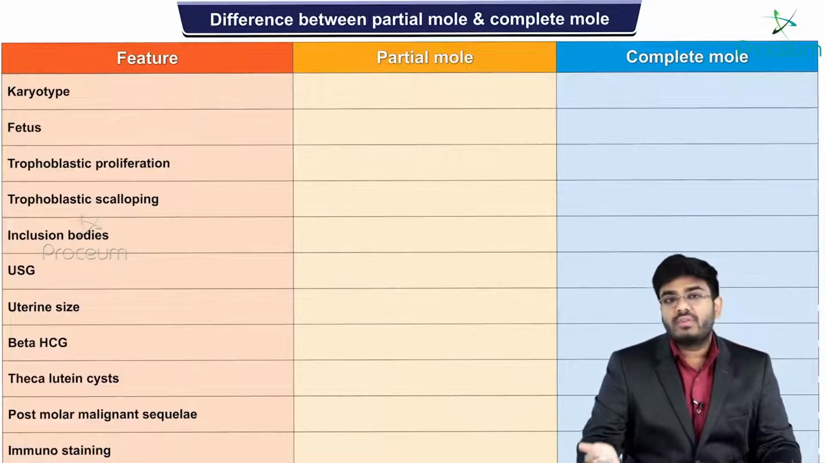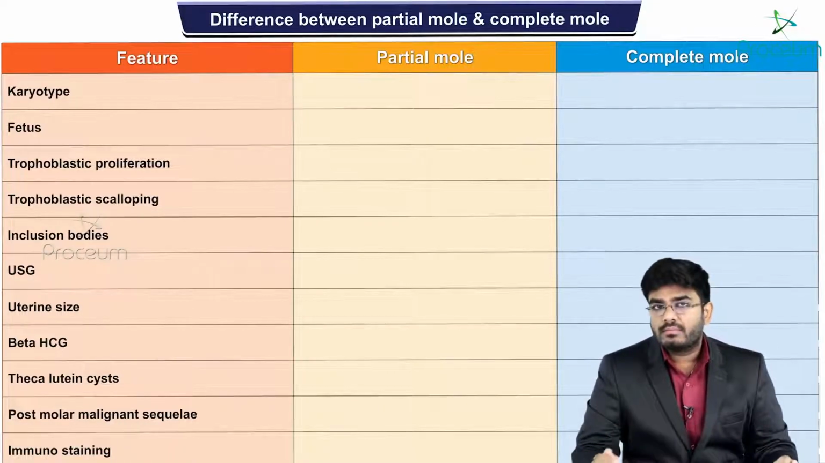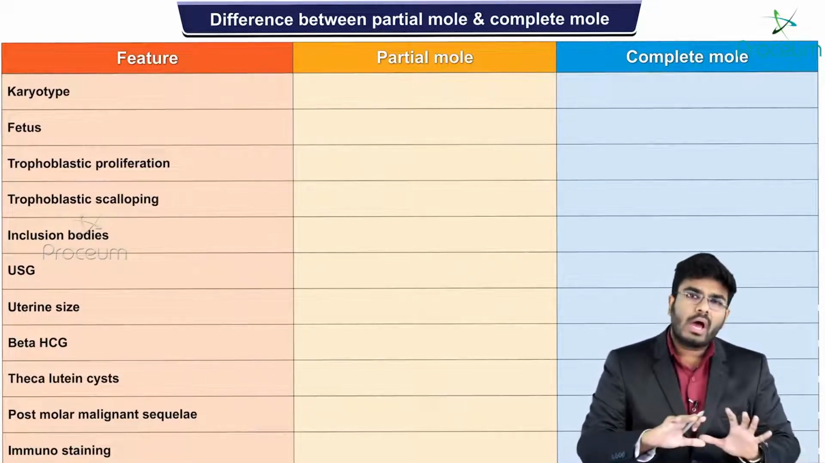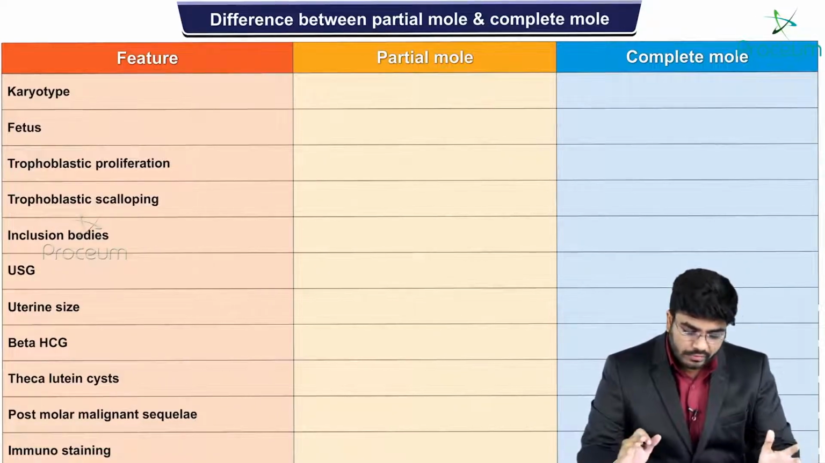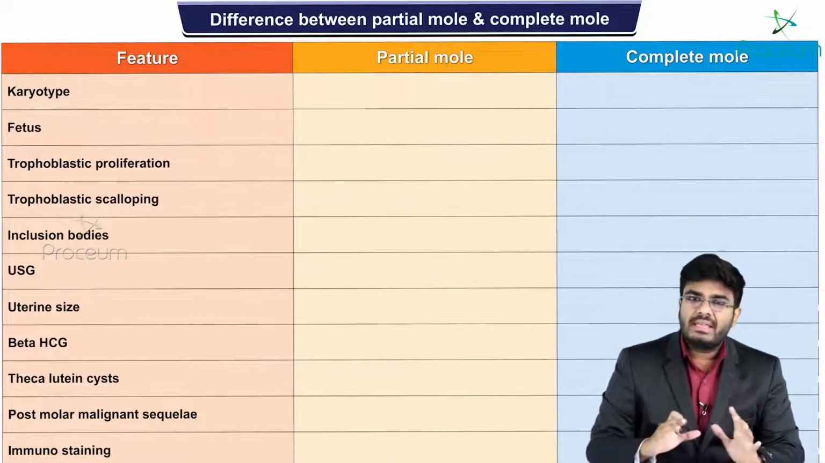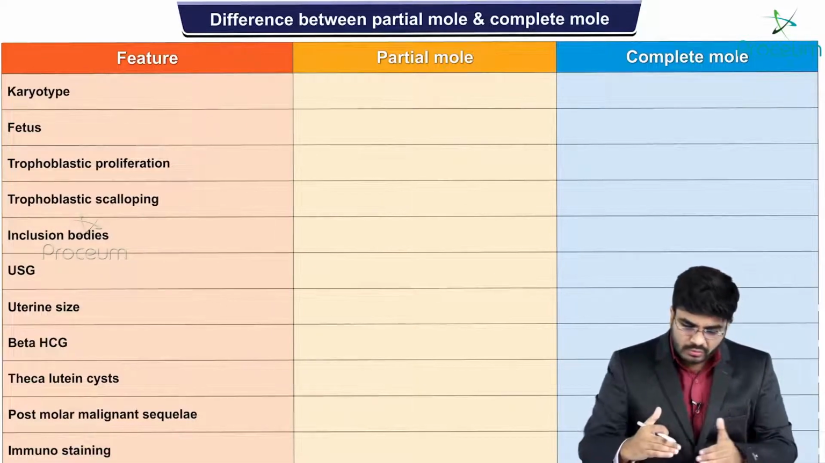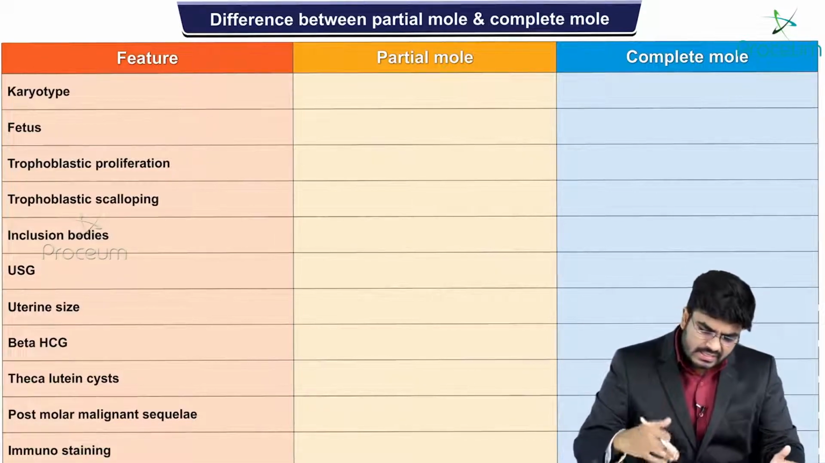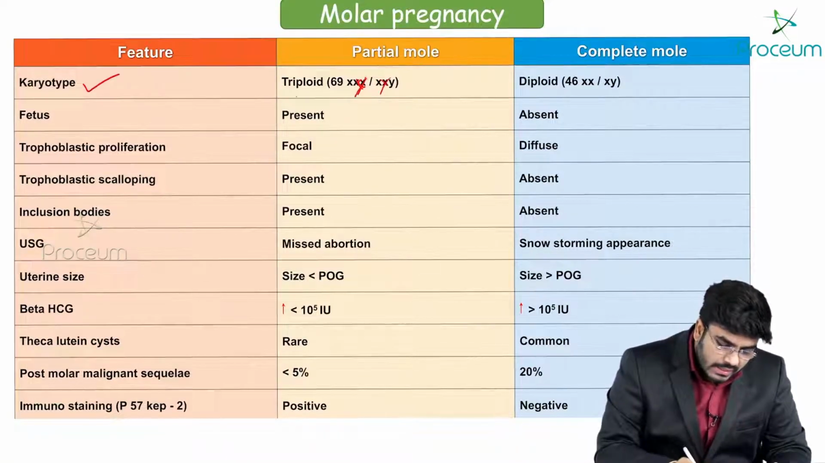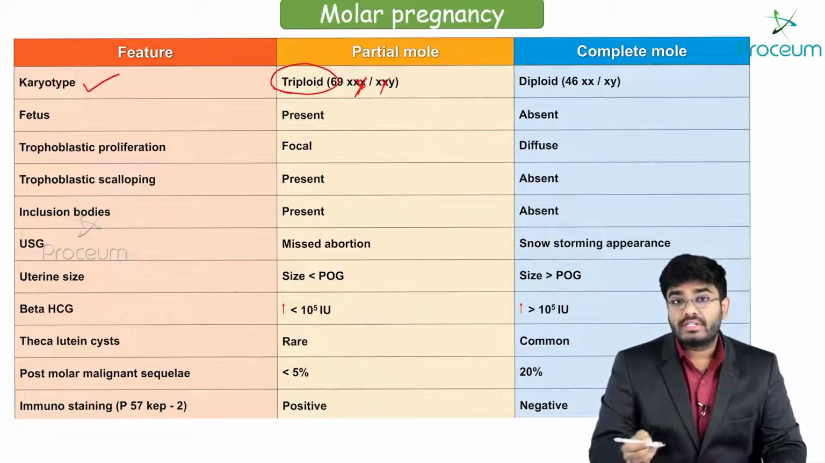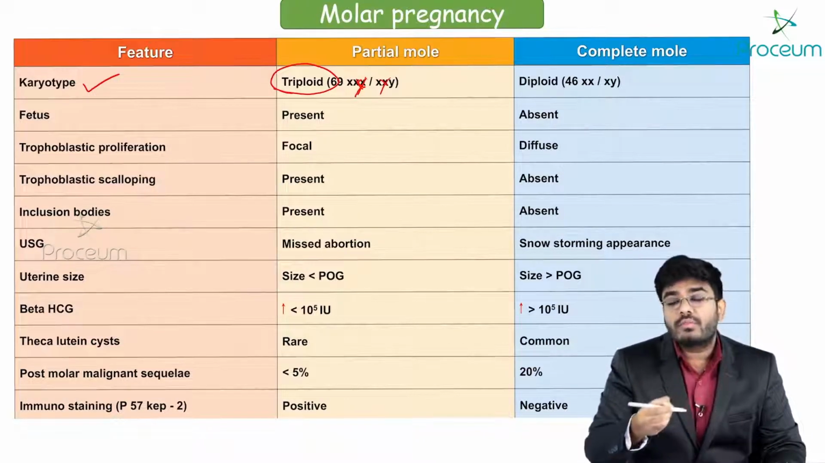Now, let's see what the differences are between a partial mole and a complete mole. Almost 80% of the differences you already know, so I don't want to simply spend the time; let's directly jump to the answers. See, karyotype: partial moles are triploid in nature. It's dispermic, right? Two sperms are fertilizing a single ovum.